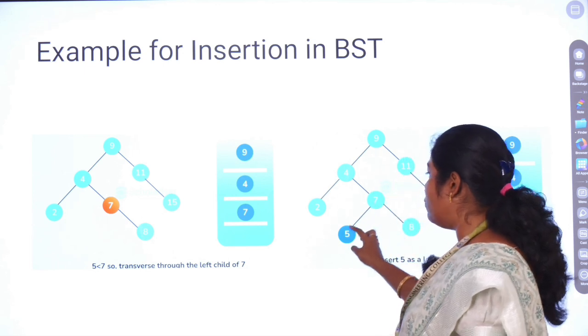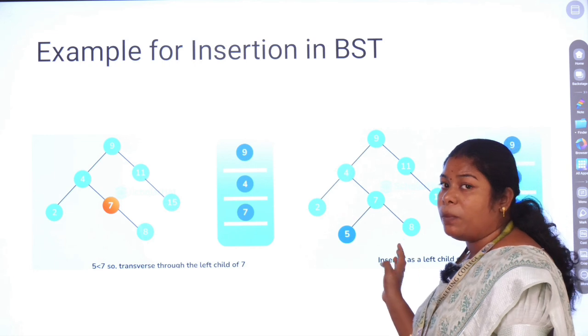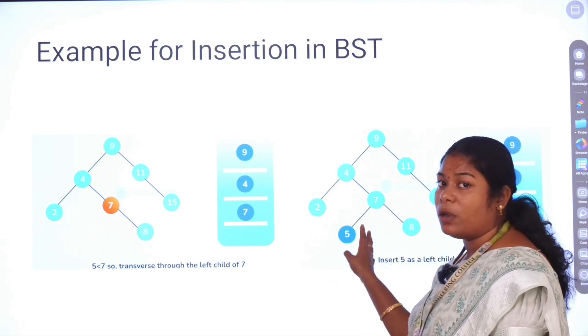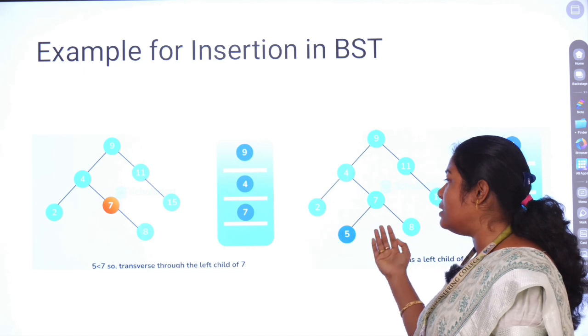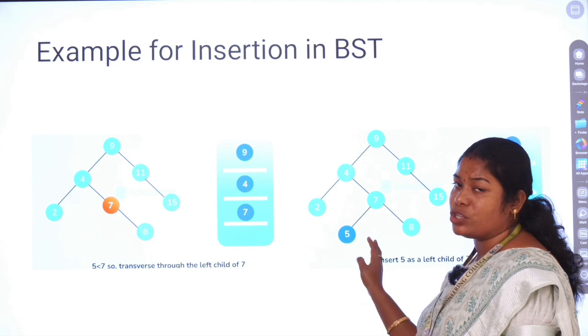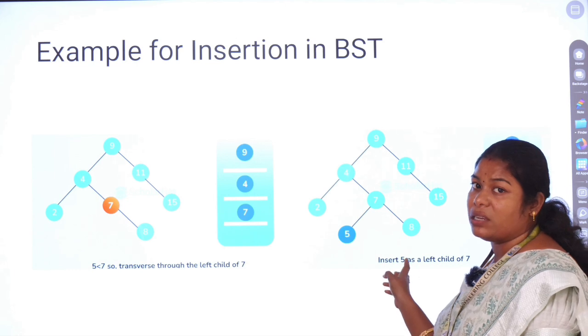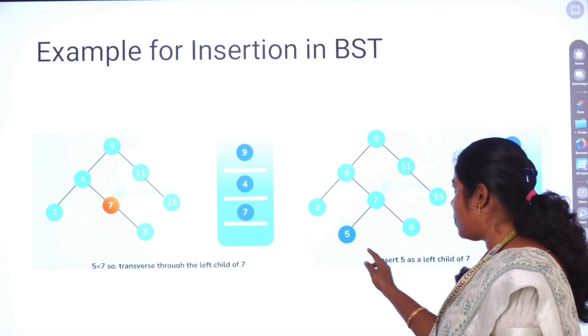Once I reach the left subtree, I will check whether there is any data or element present or not. If it is not present, it means I can directly insert 5 under node 7 as a child node. This is the process of insertion in a binary search tree.